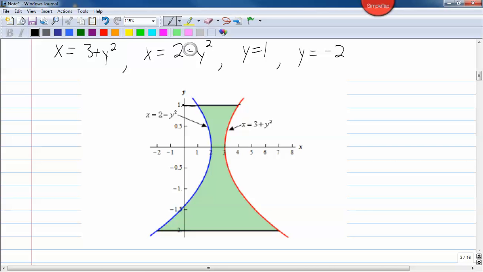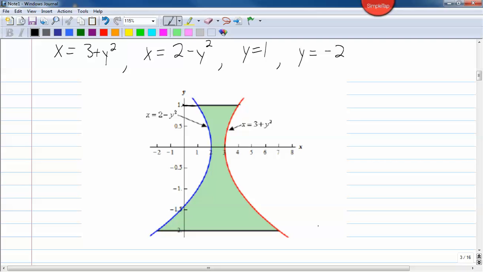The same with this. We have a negative in front of this y squared. That means it's going to be opening to the left. You can find the x-intercept real quick by just plugging in y equals 0. And you can get this vertex here, get your rough sketch going there. Then y equals 1, you just go to y equals 1, draw a horizontal line, y equals -2, horizontal line.